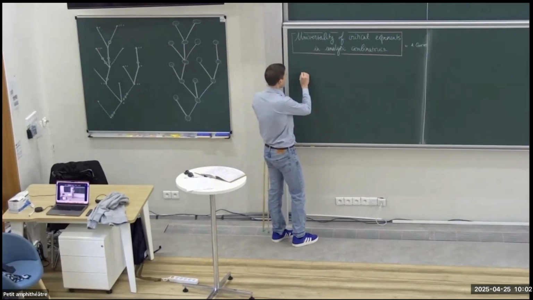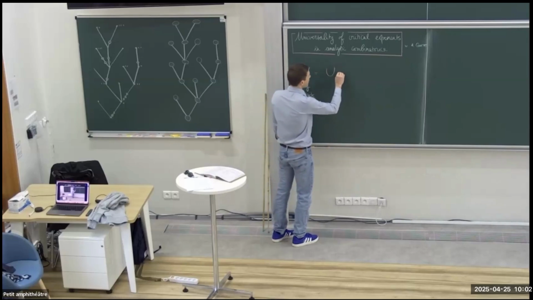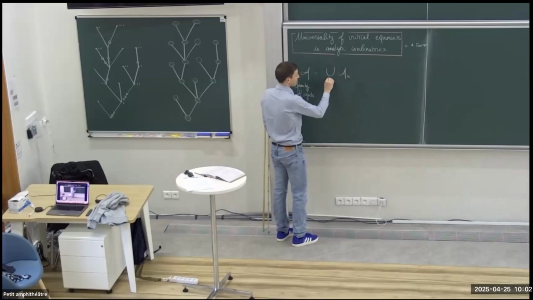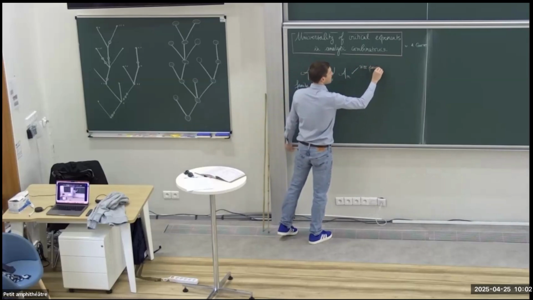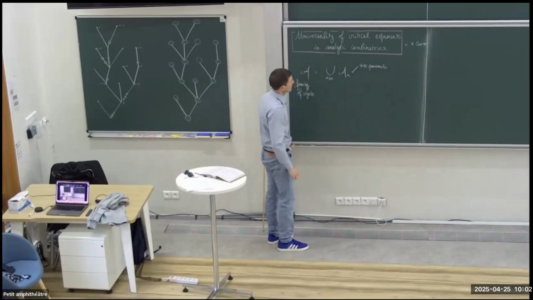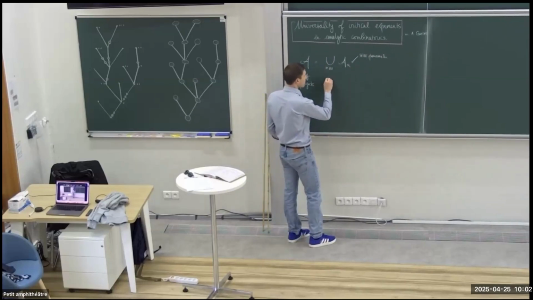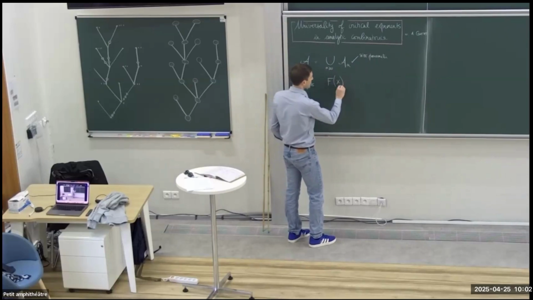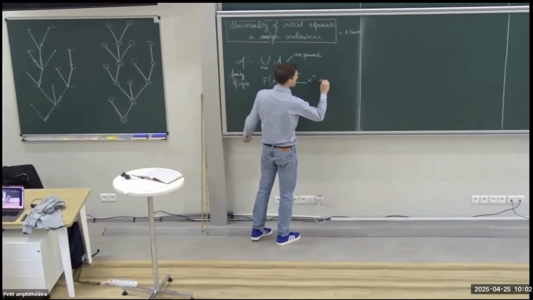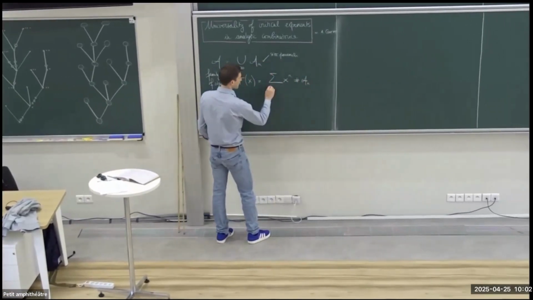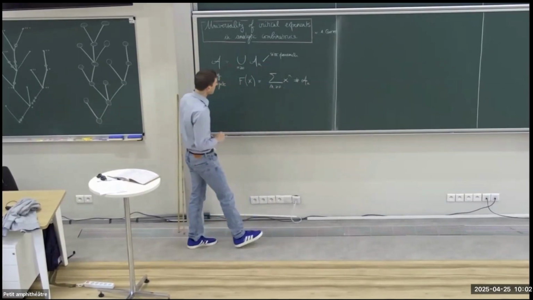So assume that you have a family of objects that you want to enumerate. Those objects are classified by their size. That's the size parameter. And usually what you do, if you want to do analytic combinatorics, you form the generating function of this family. So it's a formal power series where in front of x to the n, you put the number of objects of size n, for n larger than 0.